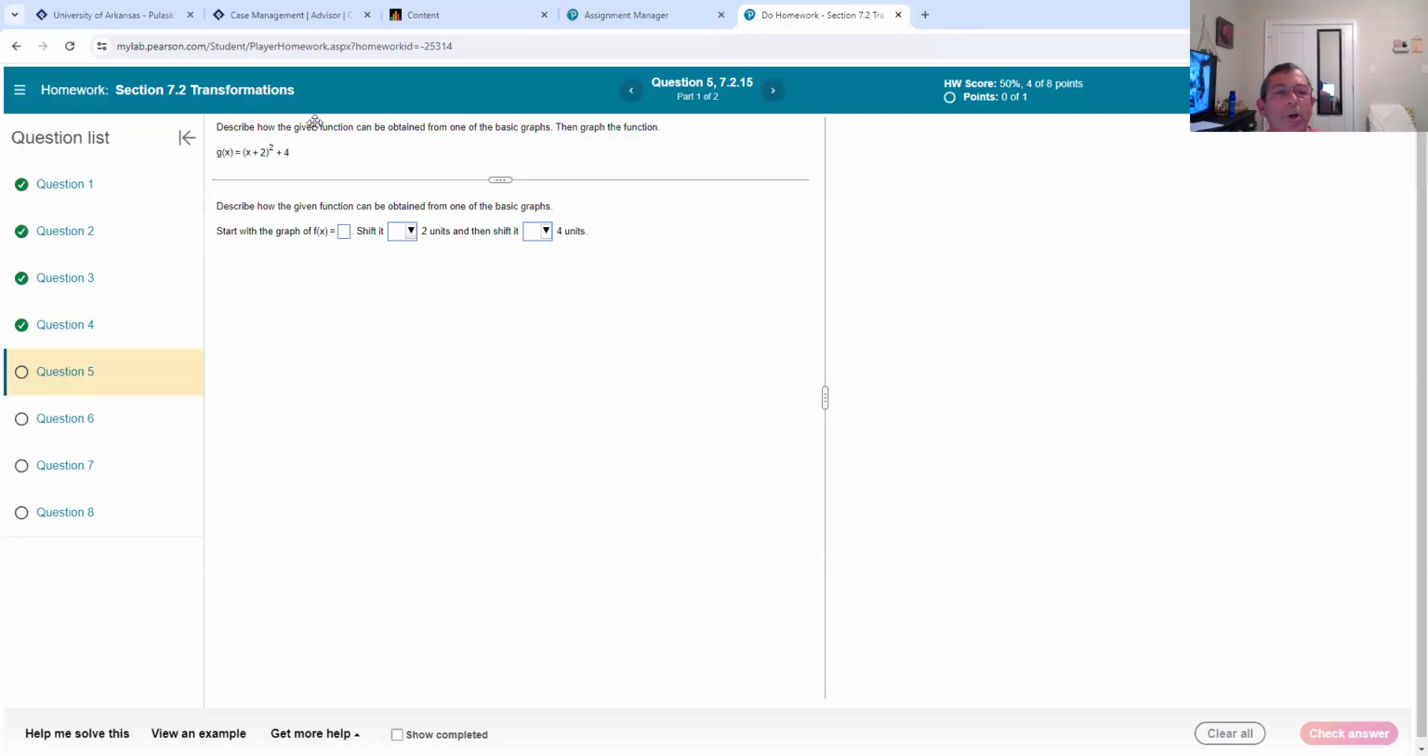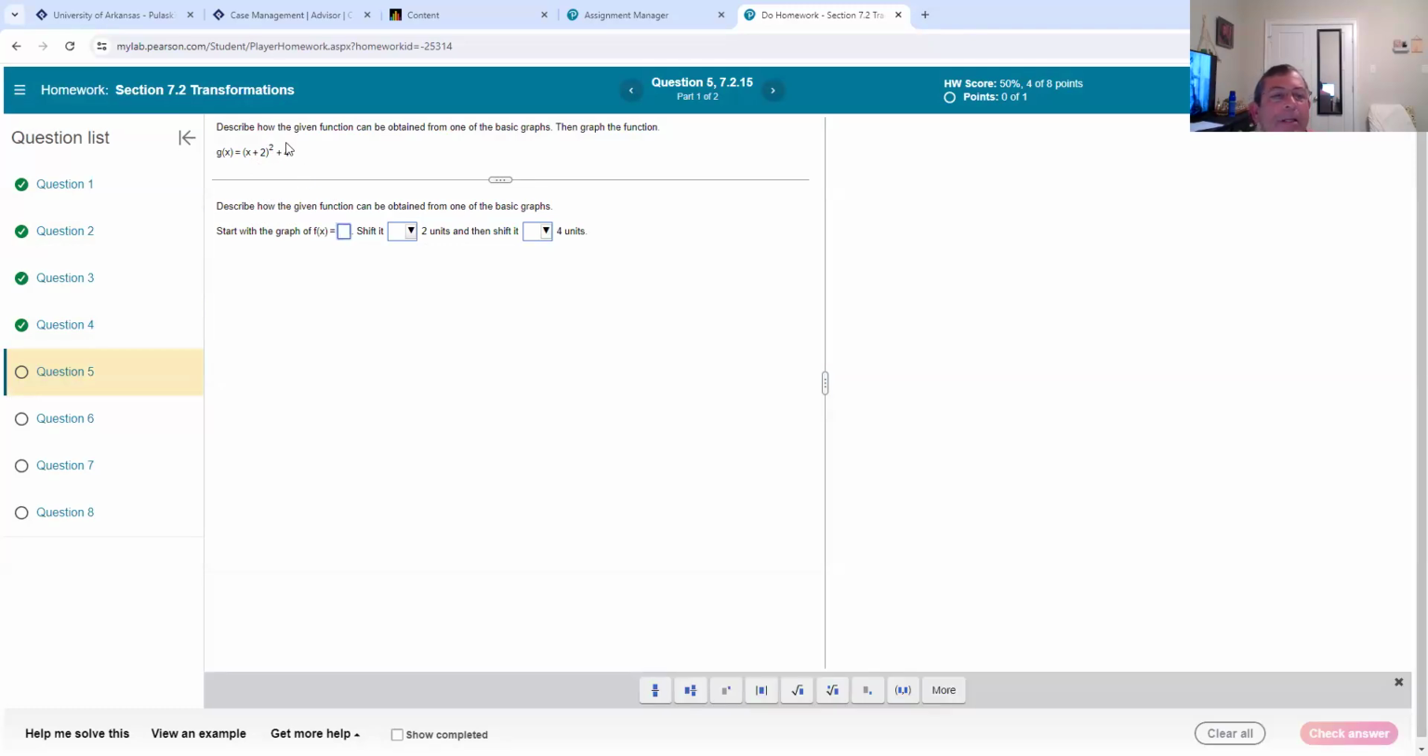All right, so this one got 2 moves. I know the basic graph is going to be the x squared graph because I got an exponent 2 there. So you're going to put x and then square that. And then it says shift it blank 2 units. Well, the 2 is inside those parentheses. Since the 2 is inside parentheses, it's going to go left or right. So since that 2 is positive, it's going to go left 2 units. So we're going to come down here and choose left.